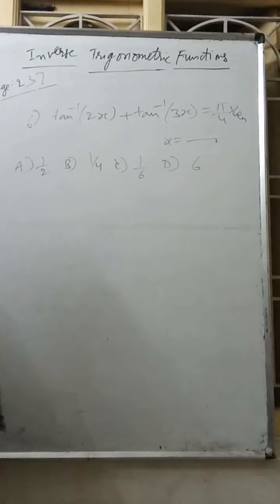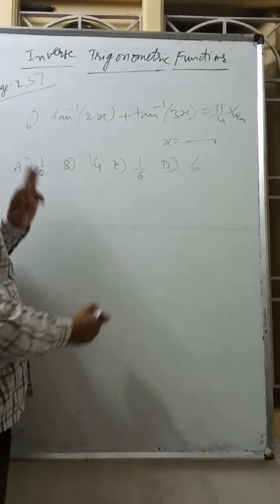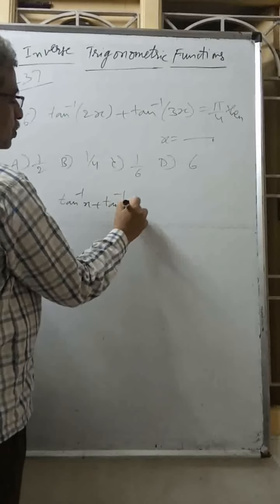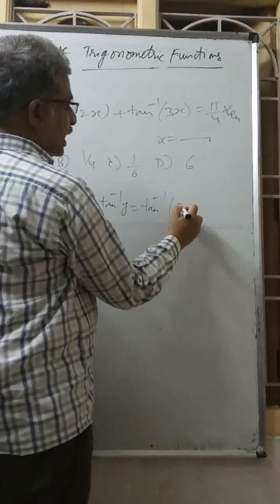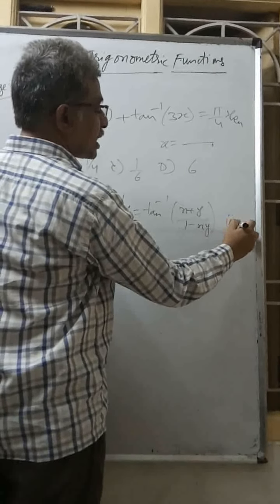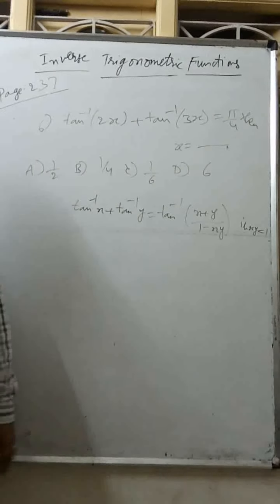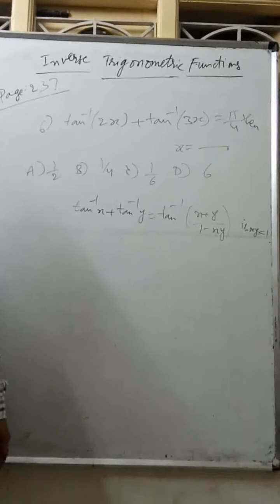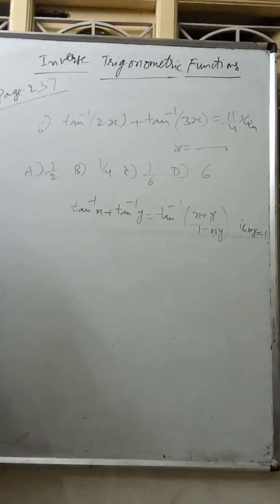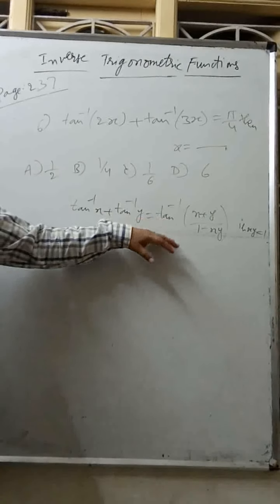So first of all, this is the tan inverse x plus tan inverse y formula. I gave you 3 formulae. Tan inverse x plus tan inverse y equals tan inverse of x plus y by 1 minus xy if xy is less than 1. If xy is more than 1 and x is greater than 0, y is greater than 0, then this becomes pi plus tan inverse of x plus y by 1 minus xy. If x is less than 0, y is less than 0, but xy is more than 1, then it is minus pi plus tan inverse of x plus y by 1 minus xy. Three formulae I gave you for this.